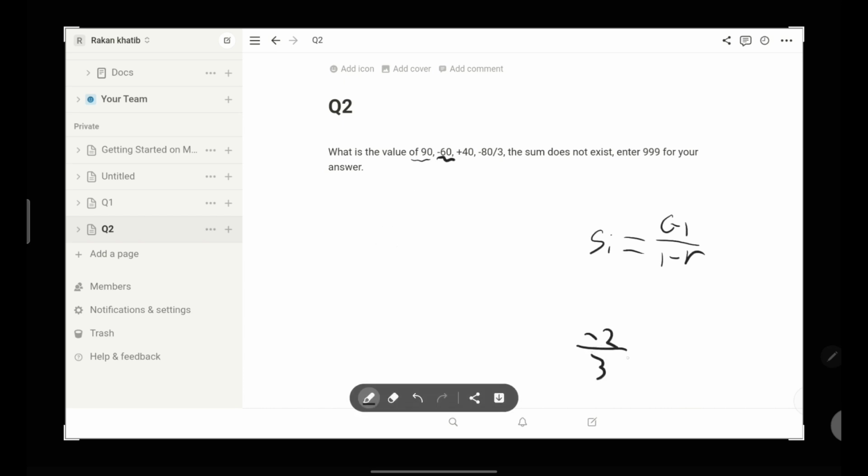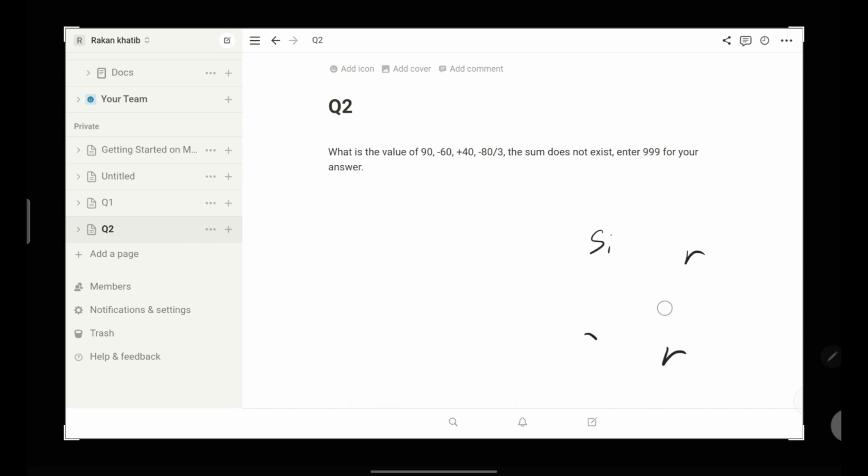-2 over 3 equals R. I'm just going to keep that over here. G1 is the first term of the geometric expression, which is 90. So we just do 90 over, in brackets as always, just in case, 1 minus -2 over 3, and that should get you your answer. Let me just double check as usual. Your answer would be 54, and that's the correct answer. That's it.